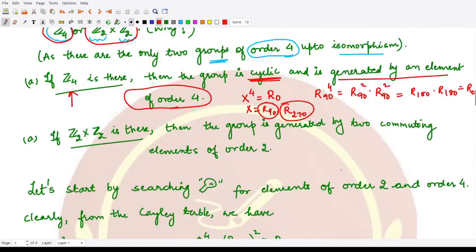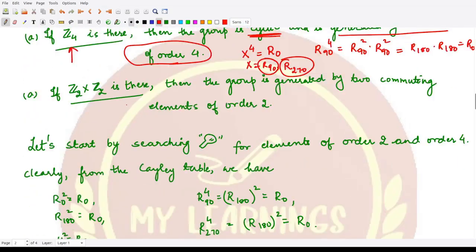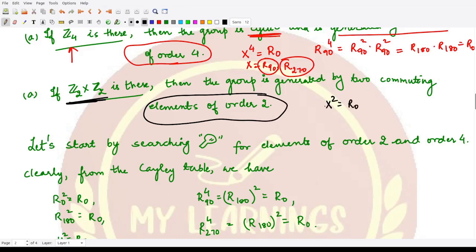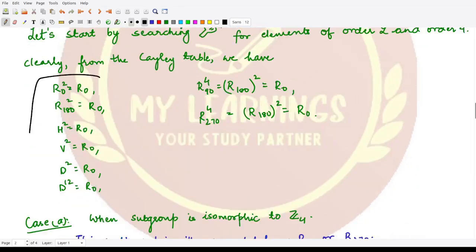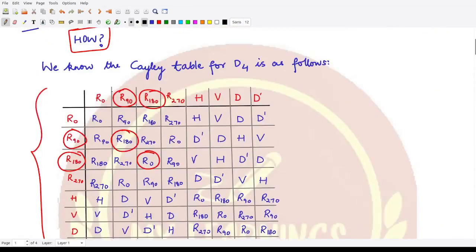Now let's move on to the second case where we have Z2 cross Z2, right? For this we have to look for all the elements which have order 2. So that means we are searching for the elements such that when we take its power 2 we obtain the identity element. This is quite obvious when we look at the Cayley table. How? Let me show you.